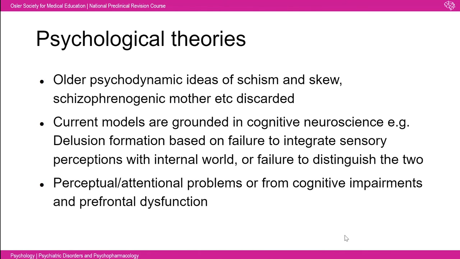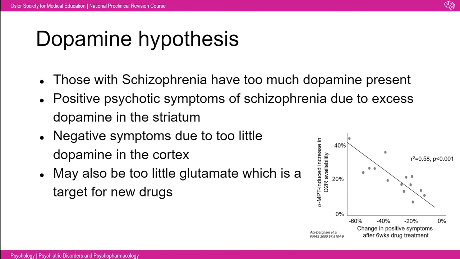So the psychological theories of schizophrenia are a little bit dubious, especially the older ones and the psychodynamic ones, which suggest that schizophrenogenic mothers and the way that your mother treated you would cause you to have schizophrenia. But those have basically been discarded now, and we can ignore them. The current models are mostly about cognitive neuroscience. So the idea that delusions are created because of the failure to integrate sensory perceptions of the internal world, or failure to distinguish between two concepts, or also attentional problems from cognitive impairments and prefrontal dysfunction.